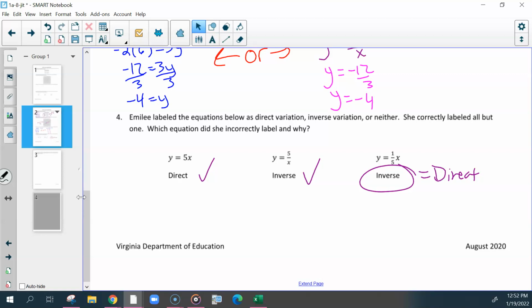It's still written in the form y equals kx. Our k is just a fraction. If our x was in the denominator, then it would be an inverse. So if it was like y equals 1 over 5x, that would be an inverse. Questions on number 4?